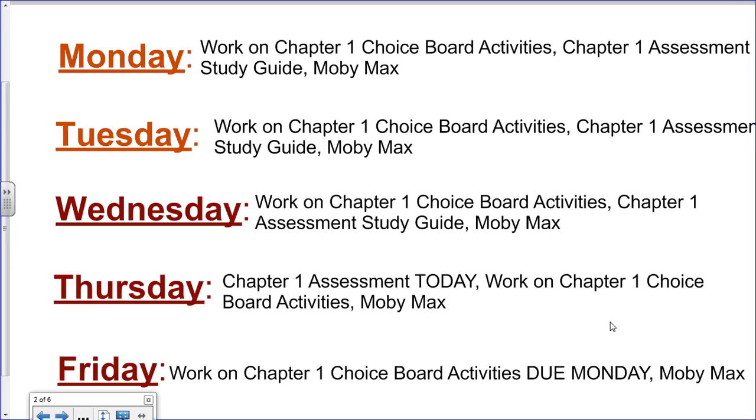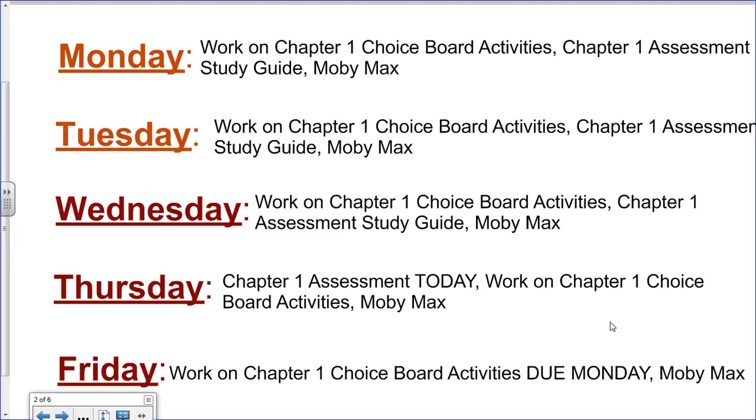So this week's assignments: on Monday, you're going to be working on the Chapter 1 Choice Board activities, the Chapter 1 Assessment Study Guide, and doing your weekly MobyMax assignment. Remember, one lesson, 20 minutes of fluency. That's also what we'll be doing on Tuesday, and on Wednesday as well. Wednesday we'll be going over the study guide, but you'll still have time to work on it because the assessment, as you can see, is not until Thursday.